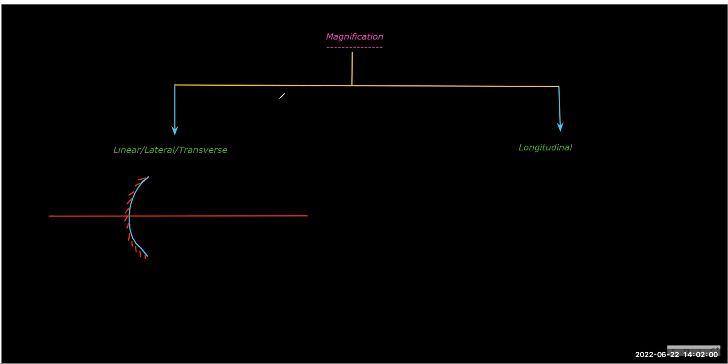So basically, magnification relates the transverse distance of objects. Even if I take a point object here and draw a perpendicular, this is called the height of the object.